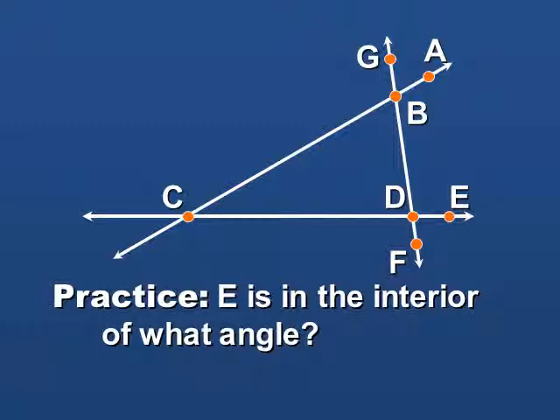Now, E is in the interior of what angle? Okay, the interior of what angle? A, B, and F. So if you look at B being the vertex of the angle, and those lines go on infinitely long, right? E would be in the interior of the angle. Remember, it can't be part of the ray of the angle. That is the angle, not the interior.